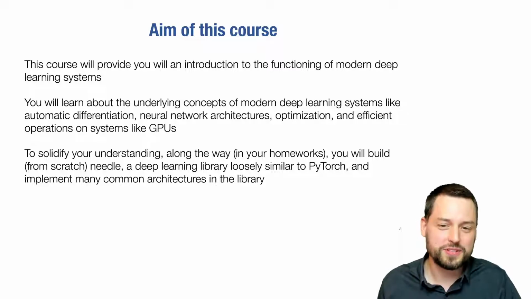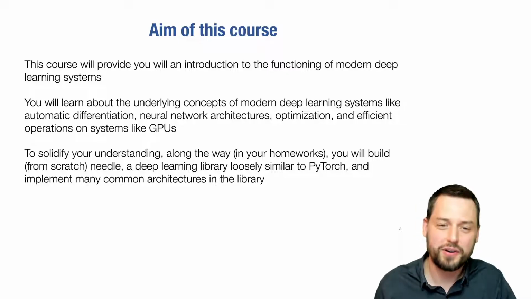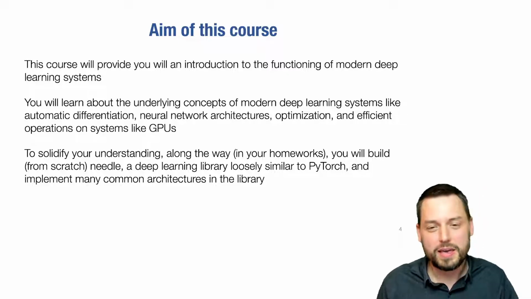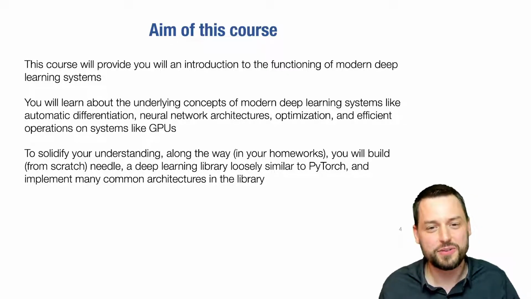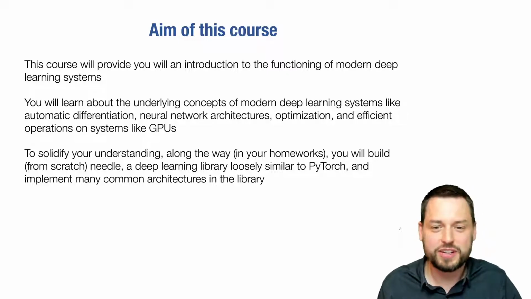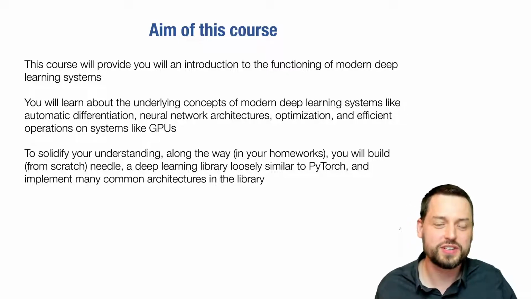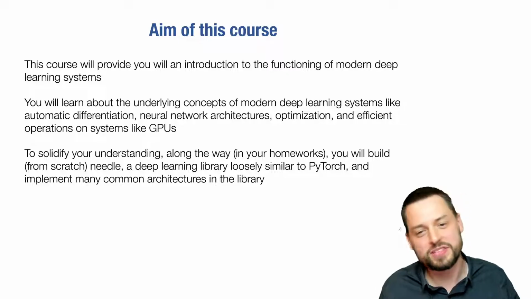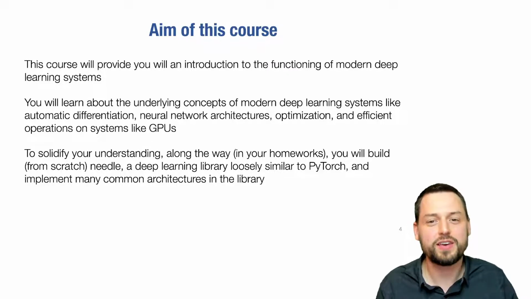Now, the aim of this course is to provide you with an introduction to the functioning of modern deep learning systems. And what that means is you're going to learn about how these things work internally. You're going to learn about methods like automatic differentiation, a number of basic neural network architectures, optimization, as well as methods for efficient operations on systems like GPUs. This is how these modern deep learning systems actually are run efficiently on modern hardware.